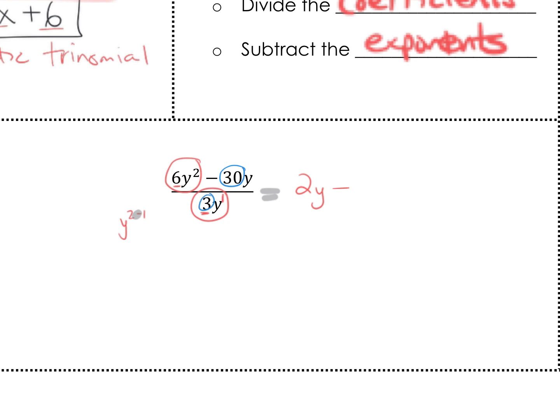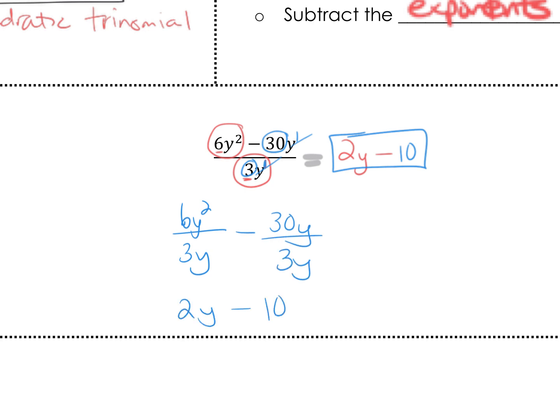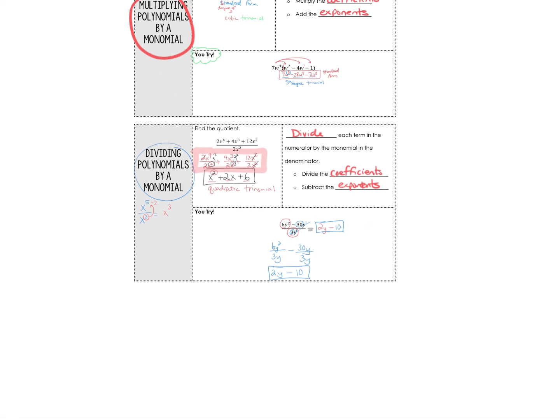and then we repeat that division. 30 divided by 3 is 10. Y to the 1 divided by y to the 1, that'll cancel out, so this would be my final answer. So if you want to just do it like that, you can. If that seemed a little confusing, you always could write it out the long way. And you could say 6y squared divided by 3y minus 30y divided by 3y. And then you work it individually that way. Okay? Whatever works best for you.